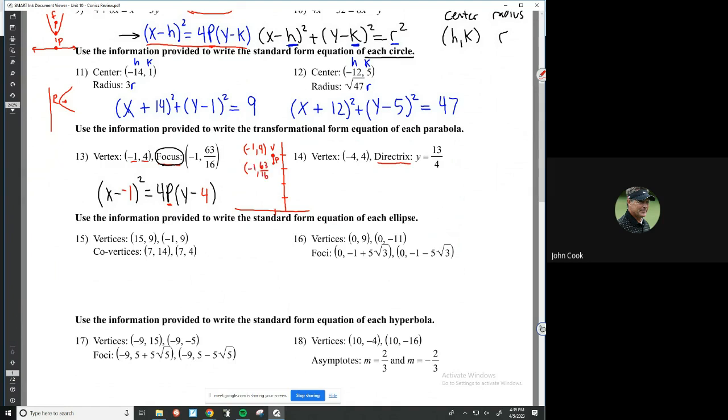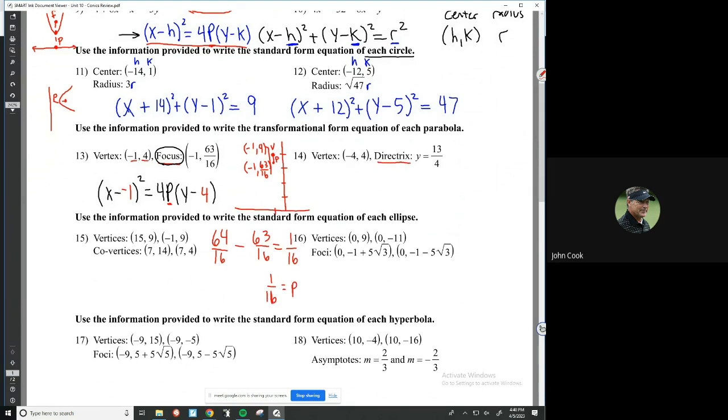So how far away are they? If you look closely, the only difference between these two coordinates is that they're a little farther apart in the y direction. So all you need to do to find p is find how far apart these two y values are. How far away is 4 from 63/16? All I have to do is subtract them. 4 is really 64/16, so the difference is 1/16. That's going to be the p-value: 1/16.